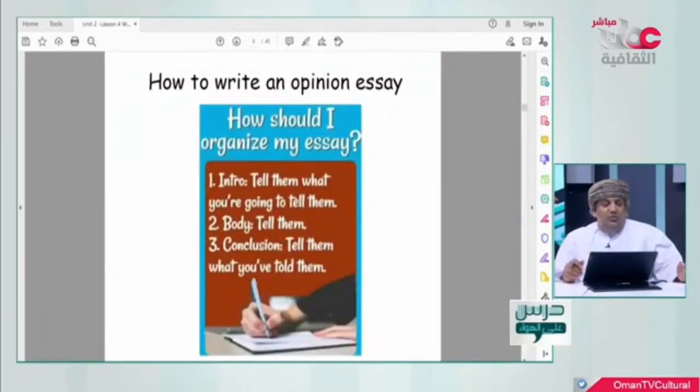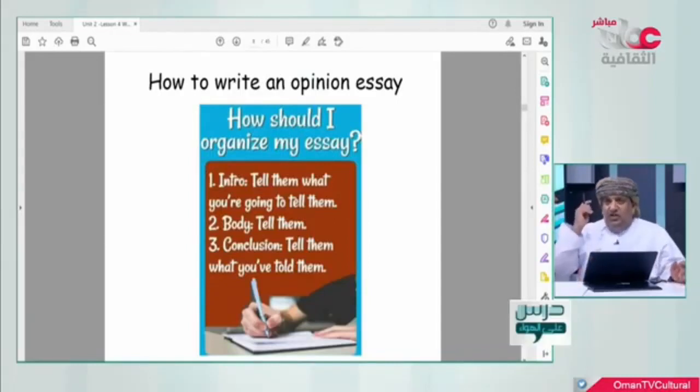Of course, as you know, we have this title, How to Write an Opinion Essay. You know the word opinion. What does it mean? It means you're giving your thoughts, you're giving your ideas, you are agreeing or disagreeing at this point. But before we go inside this lesson, we should know how I should organize my essay. How should I organize? You should know the organization of your essay. How can I start? How can I finish? You are not doing anything without thinking about the organization.